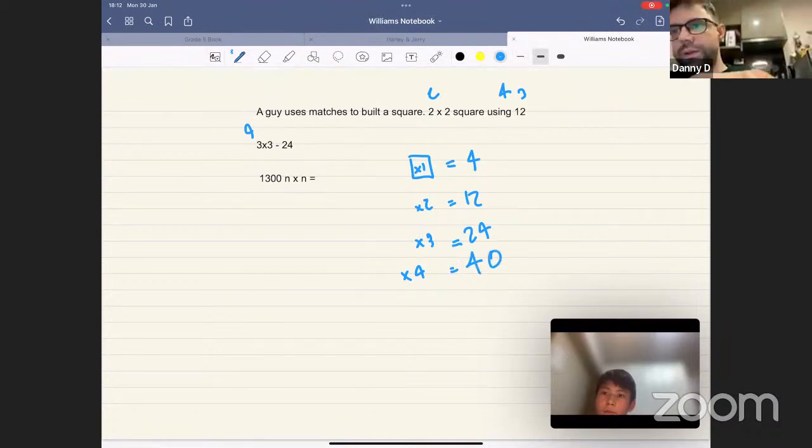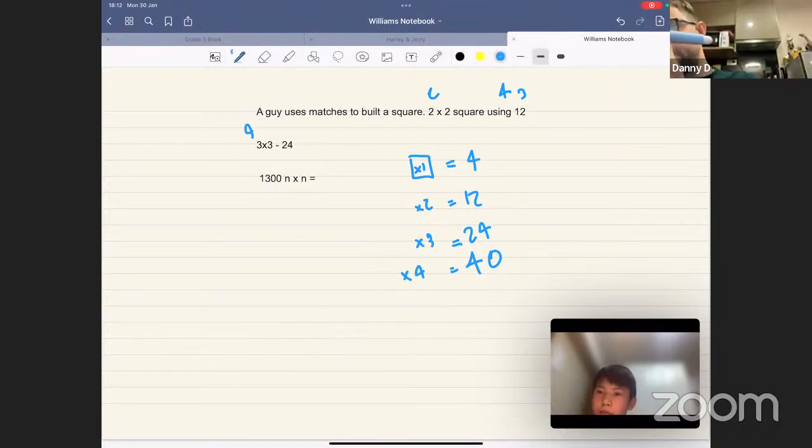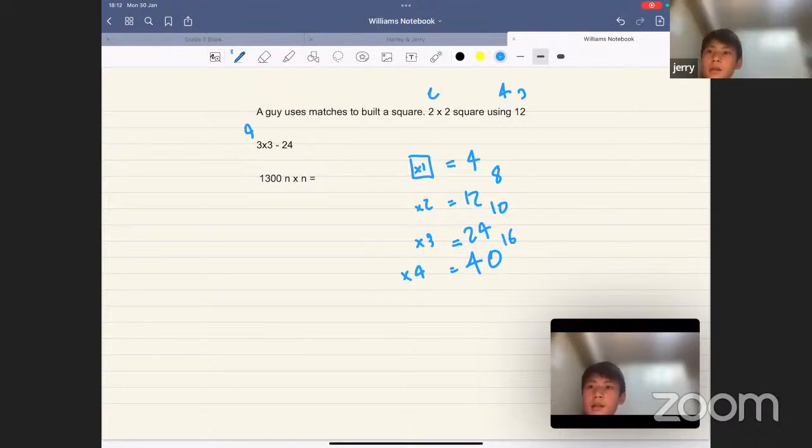So now we know that there's probably an algebraic equation involved. Something like n plus or n times something, right? Because this is now 40. So now we see the difference is 8, 10, 16.